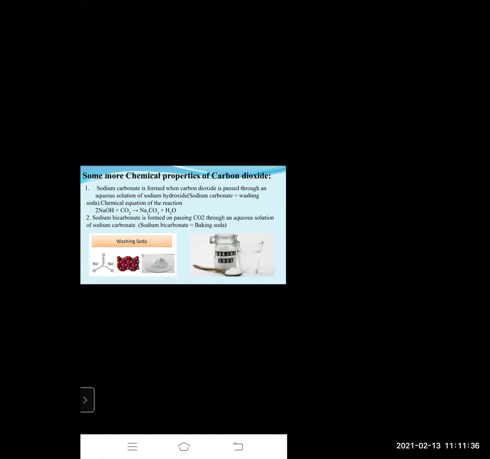Do you know the use of this baking soda? Have you heard somewhere about this baking soda? For making bread. Yes, for baking bread and all the bakery products made with baking soda. Very good. So these two things, washing soda and baking soda, are made by passing carbon dioxide. So we can easily get this sodium carbonate and sodium bicarbonate. Let us proceed now. We will see some uses of carbon dioxide.